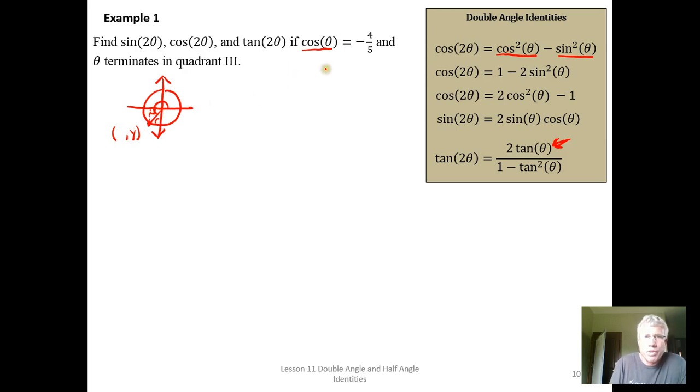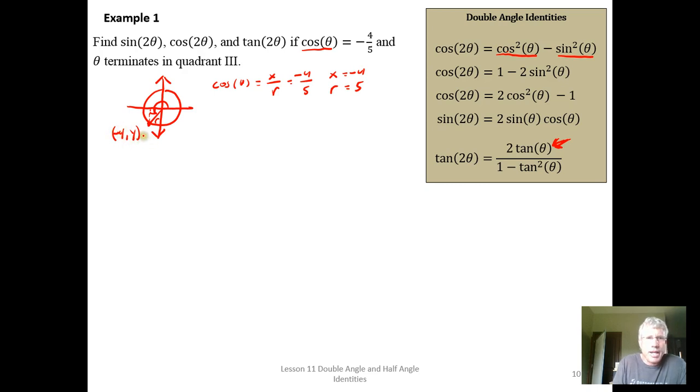So what we want to remember is that the cosine of theta on the unit circle is the x-coordinate over the radius of this right triangle that we just established. And that tells us that if we have the ratio -4/5, then x is -4 and our radius is 5. The radius can't be negative because radius by definition is a positive real number. So we know we have a -4.